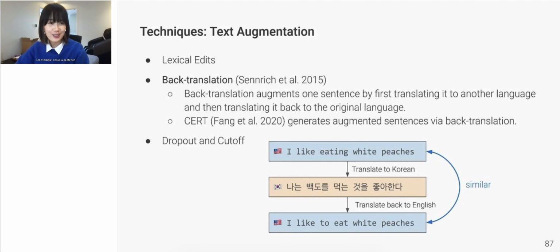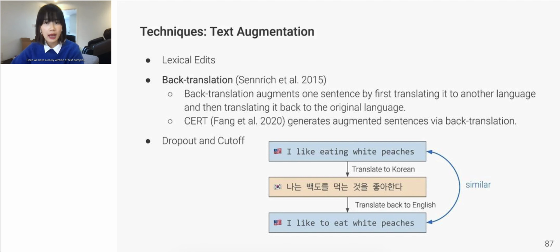For example, here I have a sentence, I like eating white peaches. I use Google Translate, translated to Korean first, and then back to English. You can see the meanings are the same, but there's a small wording difference. In this way, we get an augmented version of the sentence while keeping the semantic meaning the same. In this process, you can use a variety of translation models for different languages.